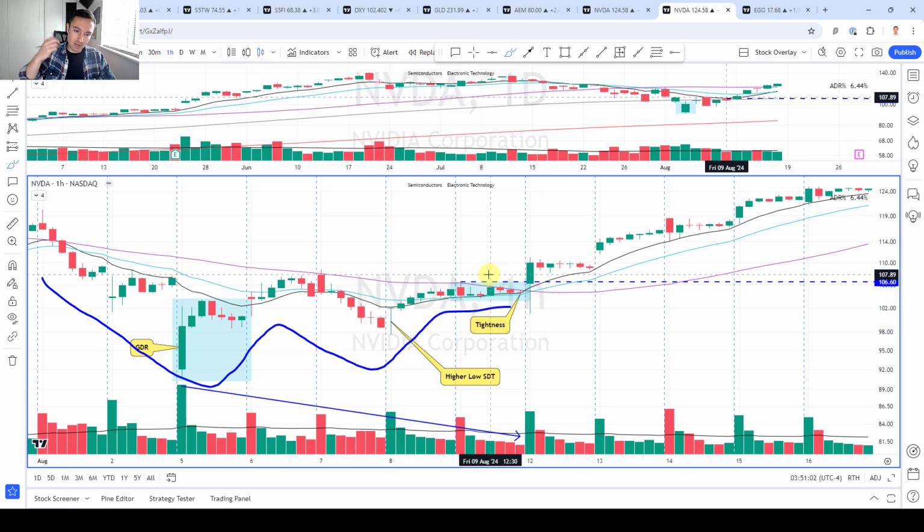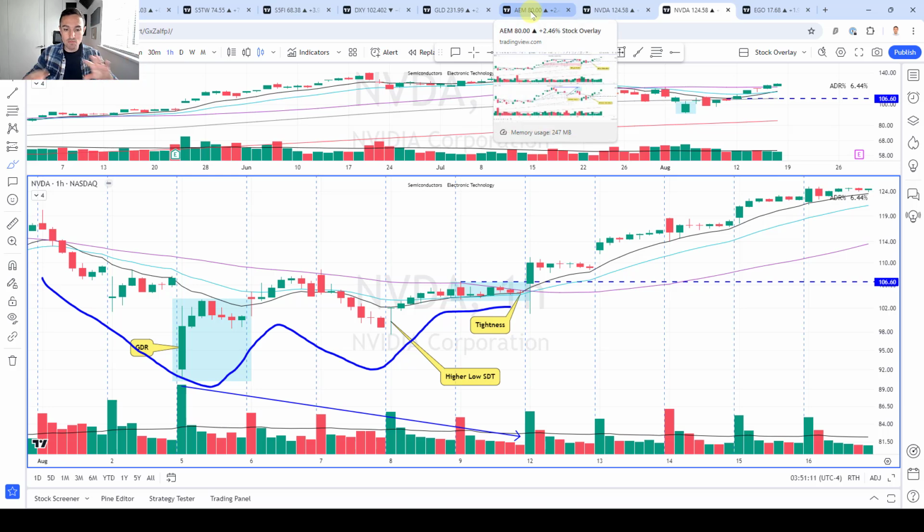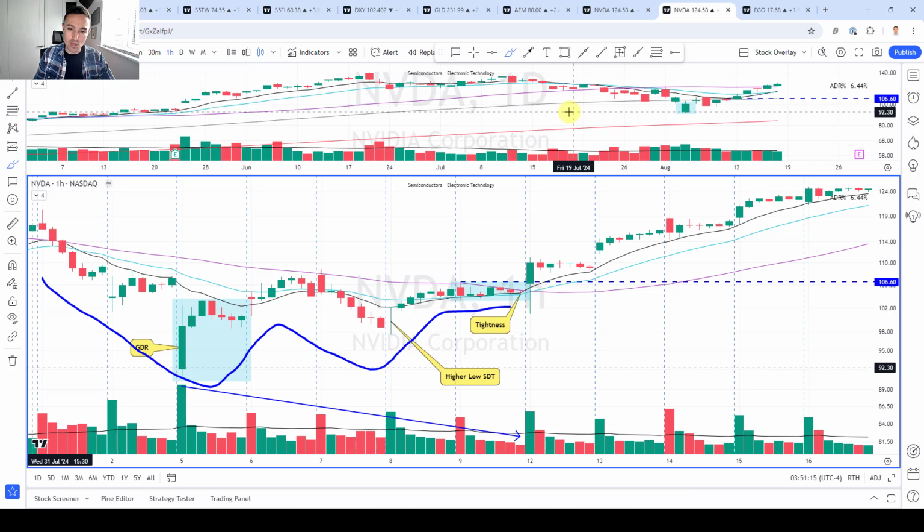Really important stuff, I think, to dial it in if you're really trying to work on your tape reading ability, your bar by bar. What do things mean from a supply and demand perspective? So hopefully what I've covered on AEM and NVIDIA really helps you in terms of your analysis of stocks and what you think the bigger boys and girls are doing.